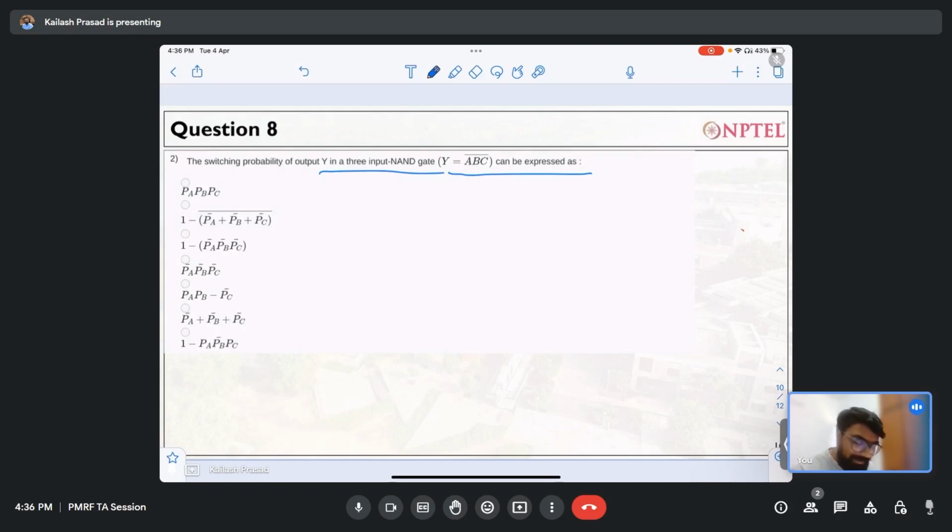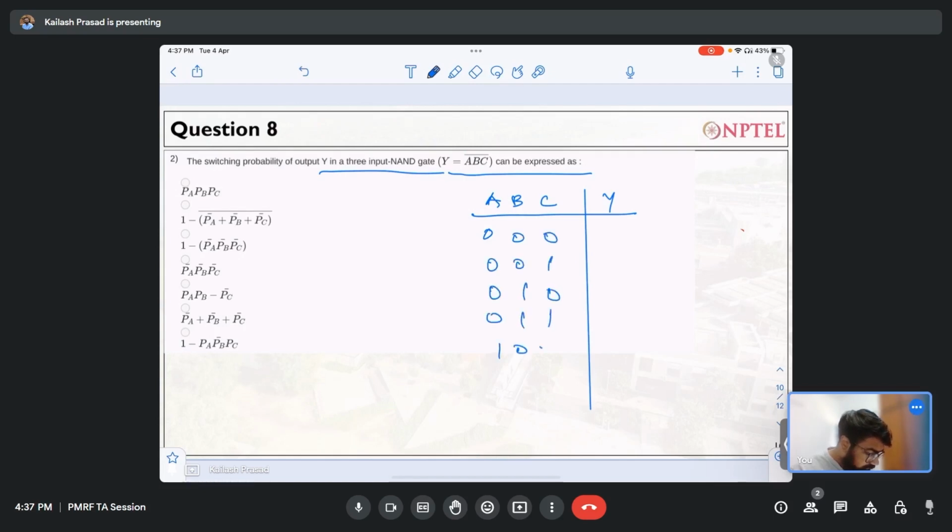So this is an AND gate. So what I will do, I will make a truth table of an AND gate. If this is my A, B, and C, and this is Y, so 0 0 0 0, 0 0 1 0, 0 1 0 0, 0 1 1 0, 1 0 0 0, 1 0 1 0, 1 1 0 0, and 1 1 1 1.